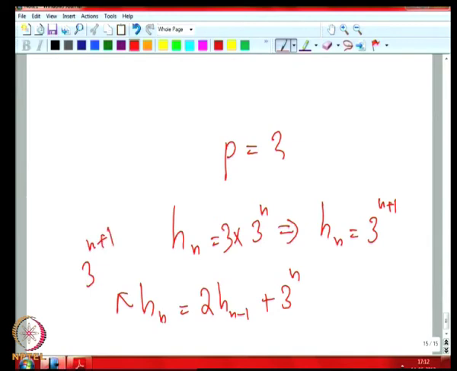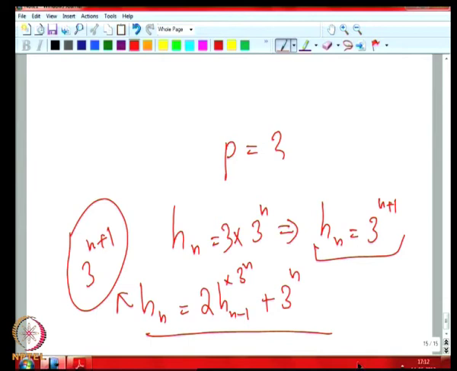When I substitute hn equal to 3 raised to n plus 1, hn minus 1 will be 3 raised to n. So 2 into 3 raised to n plus 3 raised to n is 3 into 3 raised to n, that is 3 raised to n plus 1. So, it is working out. So, that is indeed a particular solution for the given non-homogeneous recurrence relation, this one.